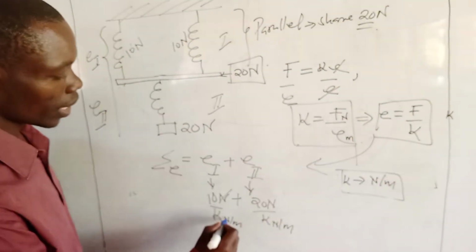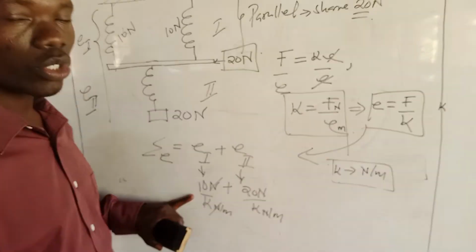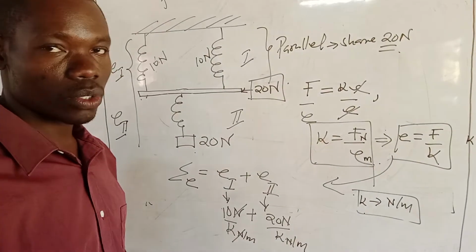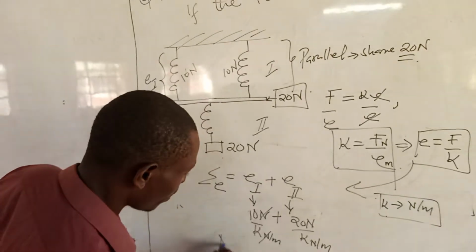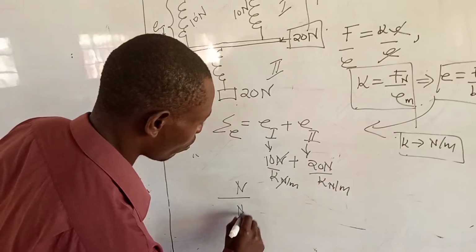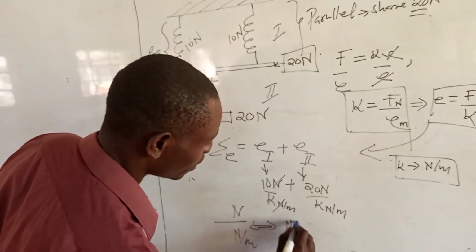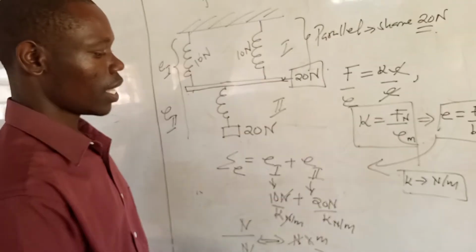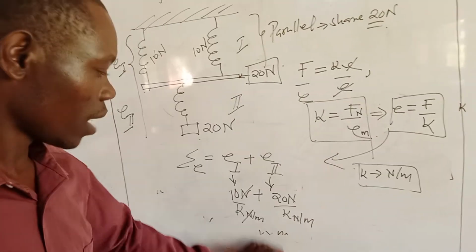And then Newton will cancel Newton if I get the reciprocal. Remember, when dividing with a fraction, you get the reciprocal when changing division to multiplication. This means that if I have N divided by N over M, this can be written as N times M over N, and N will cancel. I'll remain with M. That one is very clear.